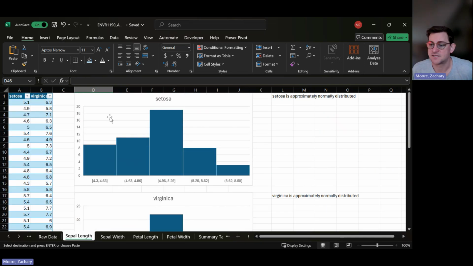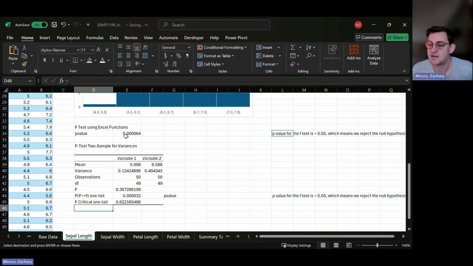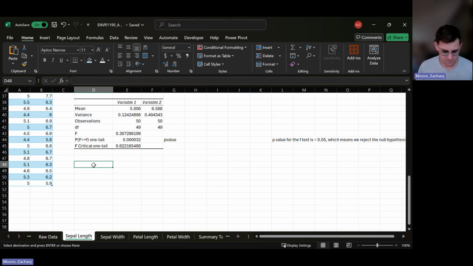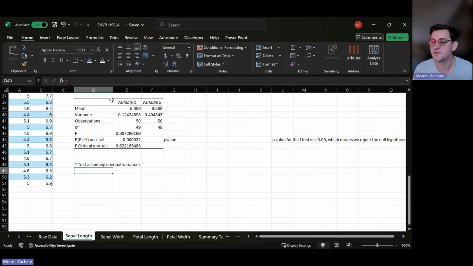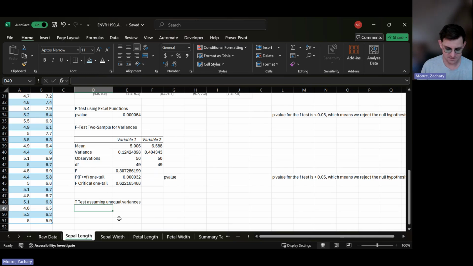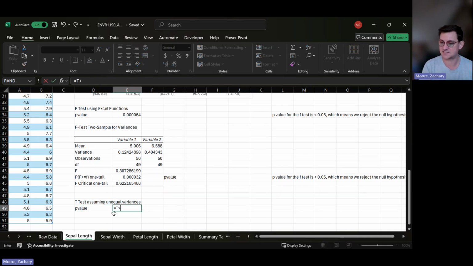So that's us checking our assumptions so far. Now we know that we need to use a t-test assuming unequal variances. So what we do is we can use our Excel function. Again, we're going to get a p-value, and we do equals T.TEST. This returns the probability associated with a Student's t-test. We have a couple more things that we need to add in here: array 1, array 2, our tails, and our type.